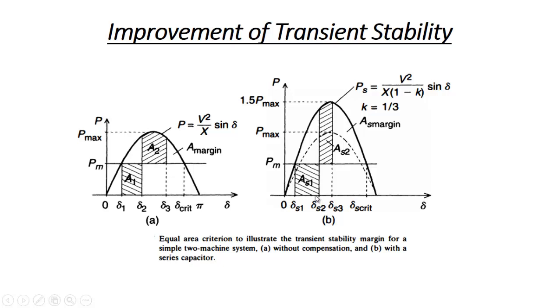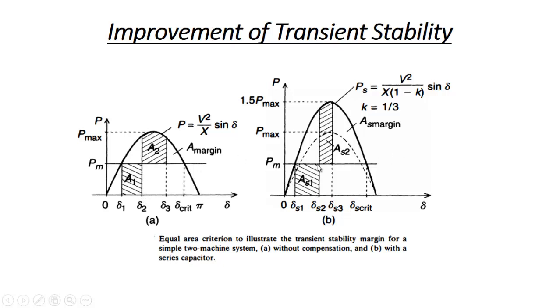So, when a disturbance occurs, like a three-phase fault, you can see the accelerating power under the mechanical power curve, and the delta curve is even. In both cases the mechanical power will remain constant, and we'll assume it to be the same, and that the fault is cleared in both cases at delta 2. So in that case, this area and this area will be the same.